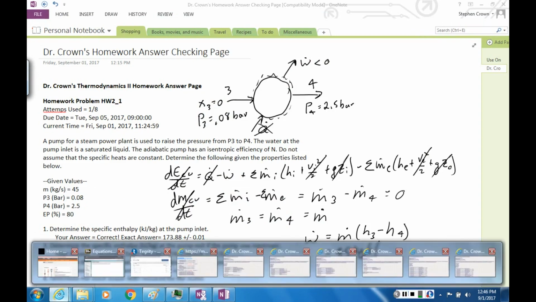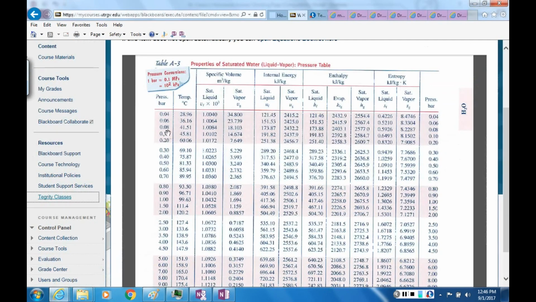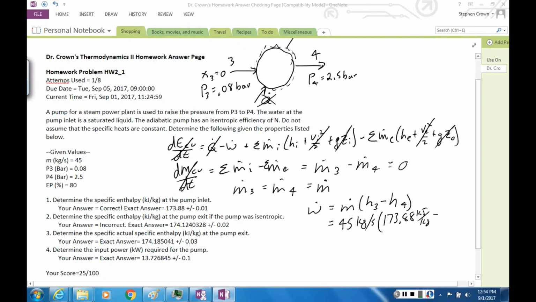So in the tables, we can look at 0.08 bar, go over to the enthalpy for saturated liquid, and we find it's 173.88. So let's write that down. It's going to be kilojoules per kilogram. Okay, so we need a value for our h4.